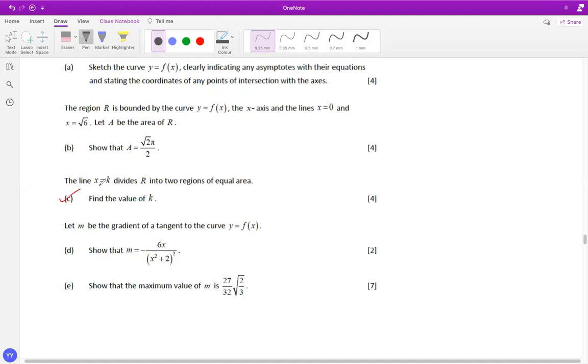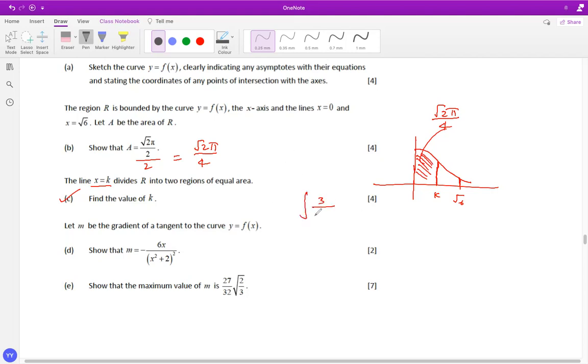So for part C, they're saying that the line x equals k divides the above region that you got. So the above region is from 0 to root 6. And there is some k value that gives both the areas equal. Now, if both the areas are equal, this area is going to be root 2 pi over 4, because if I divide this answer by 2, we get root 2 pi over 4. Now, this area is basically, if I integrate the same function that we integrated earlier, 3 over x squared plus 2 from 0 to k. This should be equal to root 2 pi over 4.